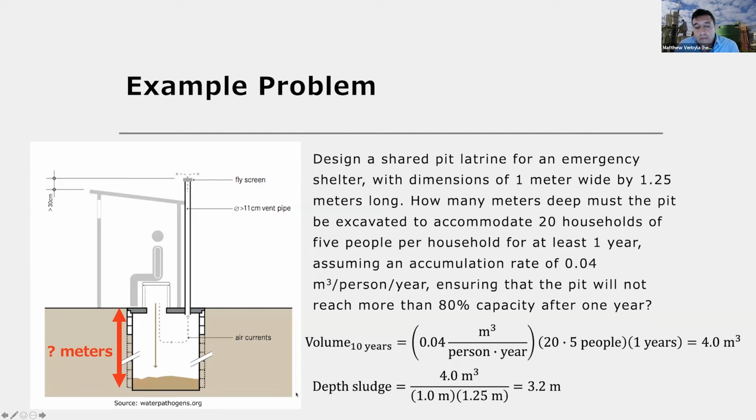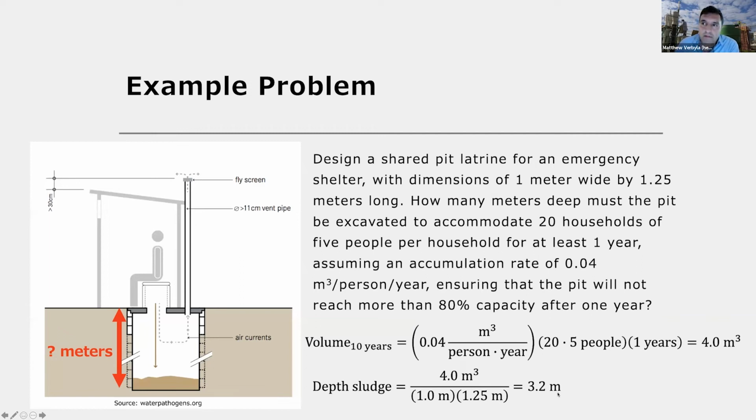Next step is to determine the depth requirement, assuming our dimensions of 1 meter by 1.25 meters. So the depth is the only dimension that's unknown. The length and the width are given. So to get the depth, we take the volume, 4 cubic meters that we just calculated in the first step, and we divide that by 1 meter multiplied by 1.25 meters. This gives us a value of 3.2 meters.